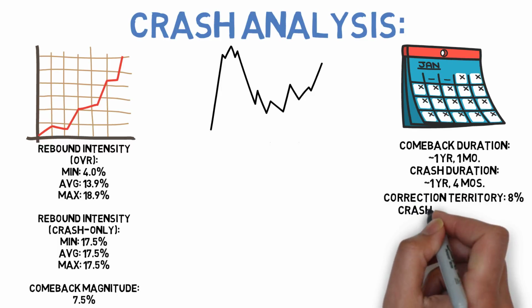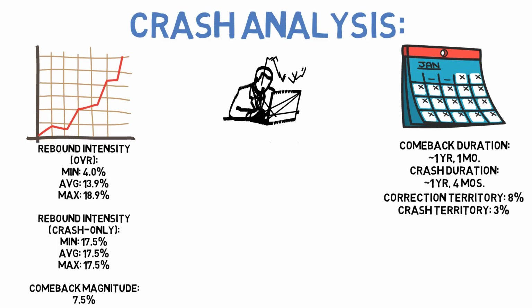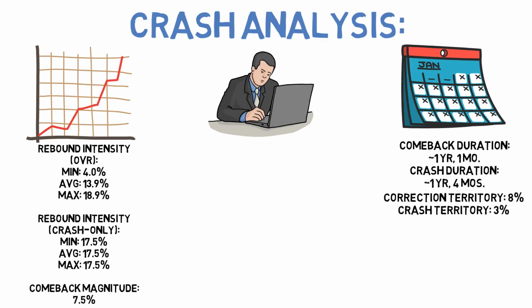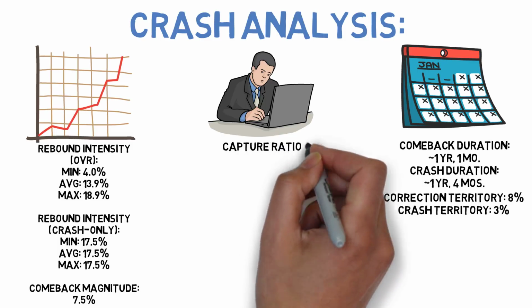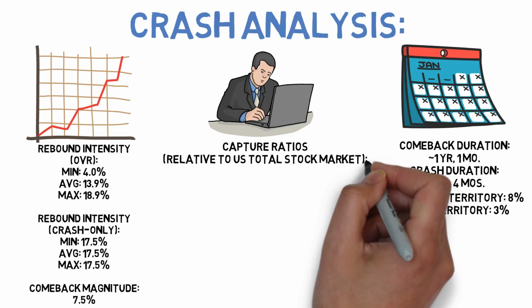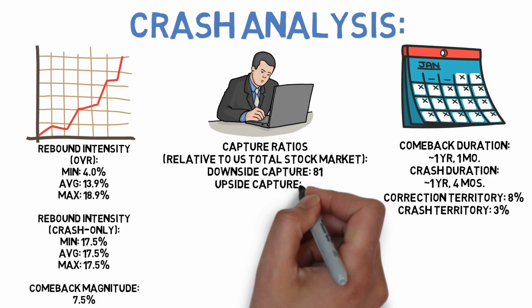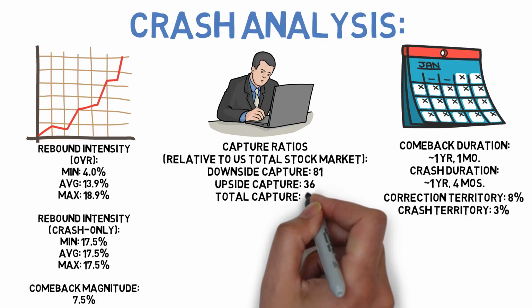It spent roughly 8% of its time in correction territory and just 3% of its time in crash territory. And its downside capture ratio, which measures how far the portfolio falls relative to a benchmark in the months that the portfolio itself is falling, was 81% when measured against the US total stock market, suggesting that when the portfolio does fall, it does so by less than the market as a whole.